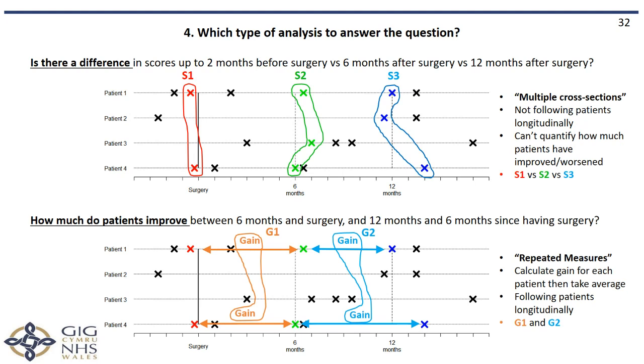So after removing those patients, we can calculate the gain for the remaining patients between those anchor points, and then we can take the average of those gains. And this means now that we're actually following patients with time, making it a much stronger piece of analysis.